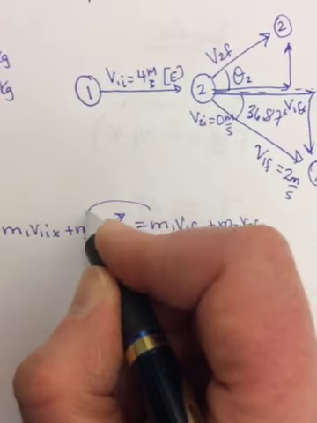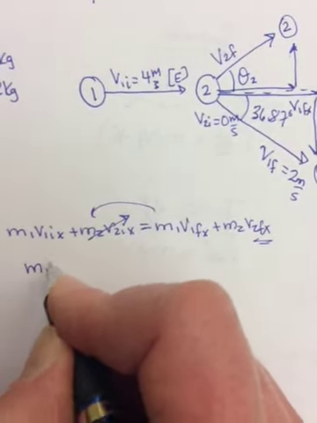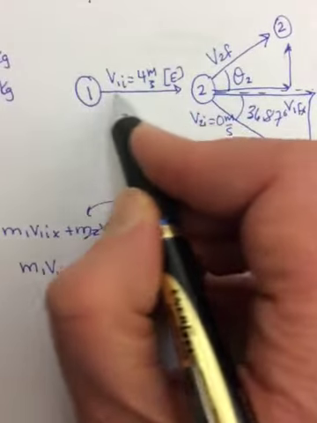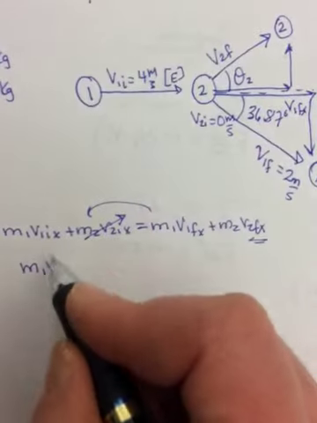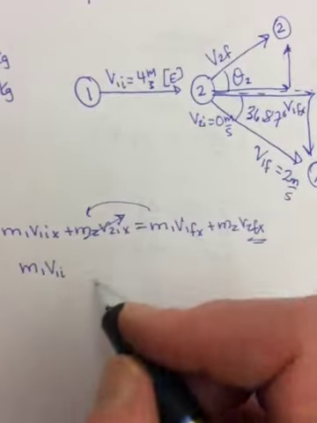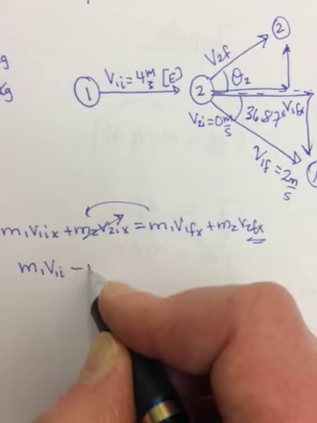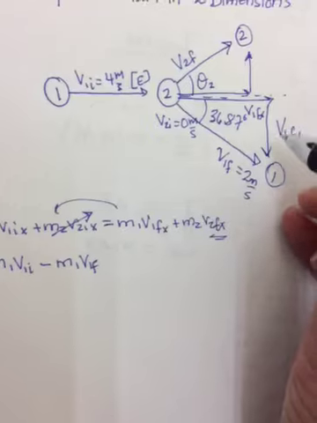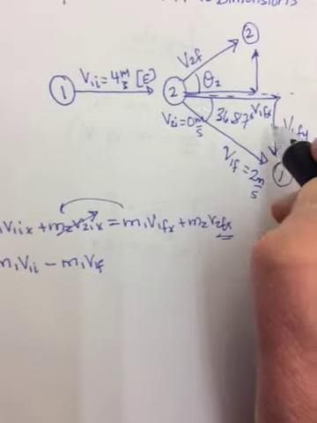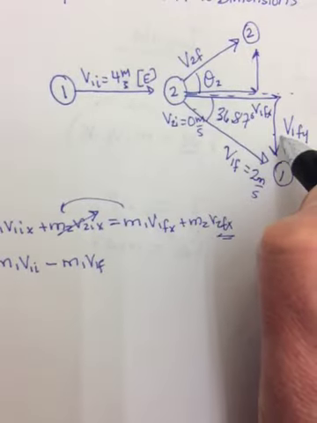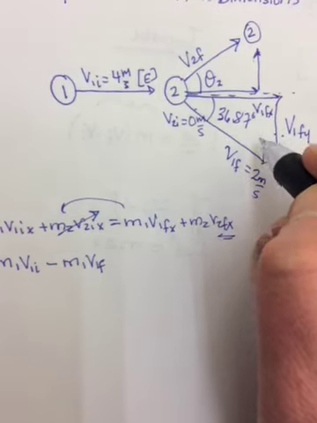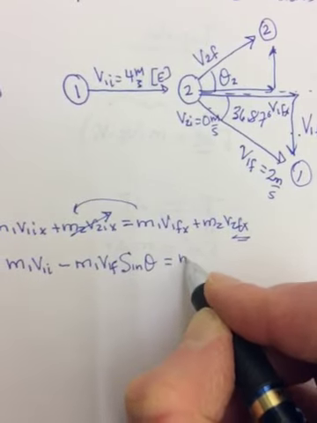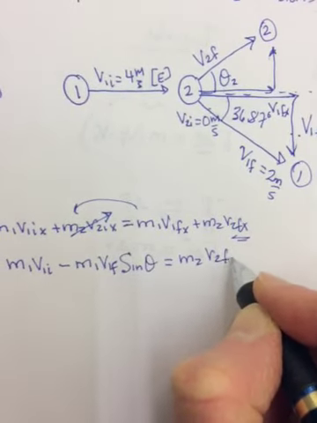So bring your V1 final x over. So it'll be M1 V1 initial. Now if you look at V1 initial, it's completely in the x direction, so I can drop my x here because there's no y component. Minus M1 V1 F. If we look at our V1 F, it's the opposite side of this triangle, which means it is the sine theta, and that'll be equal to M2 V2 Fx.